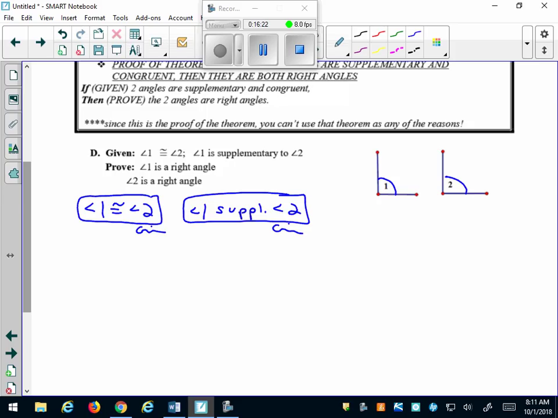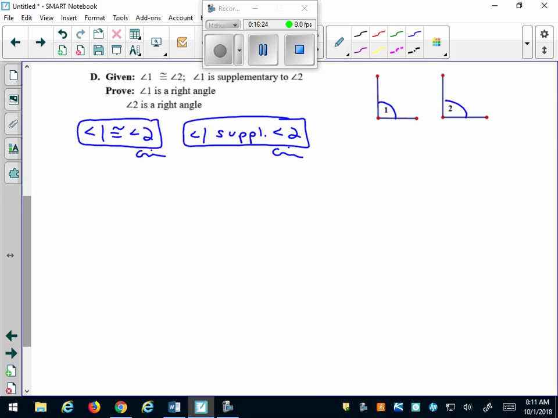So this proof is a little bit longer, so don't write too big. All we have to go on is our diagram and our givens here. So we're going to try to make some conclusions from these givens. First of all, if you're told that two angles are supplementary, you can write this equation. Measure of angle 1 plus measure of angle 2 equals 180, because you know the definition of supplementary.